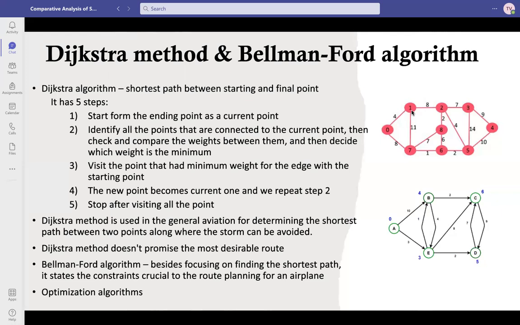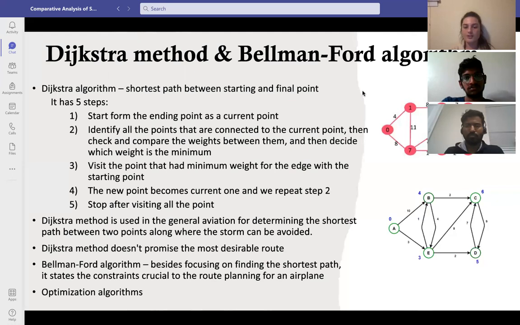So we try to find the next closest or adjacent node, which is 7 or 2, and 0 as well, but we already visited 0, so we just continue on 2 or 7 and so on. The last step is when we have visited all of the nodes, we stop. The Dijkstra method is used in general aviation for determining the shortest path between 2 points along which the storm can be avoided. But the Dijkstra method, on the other hand, doesn't promise the most desirable route.